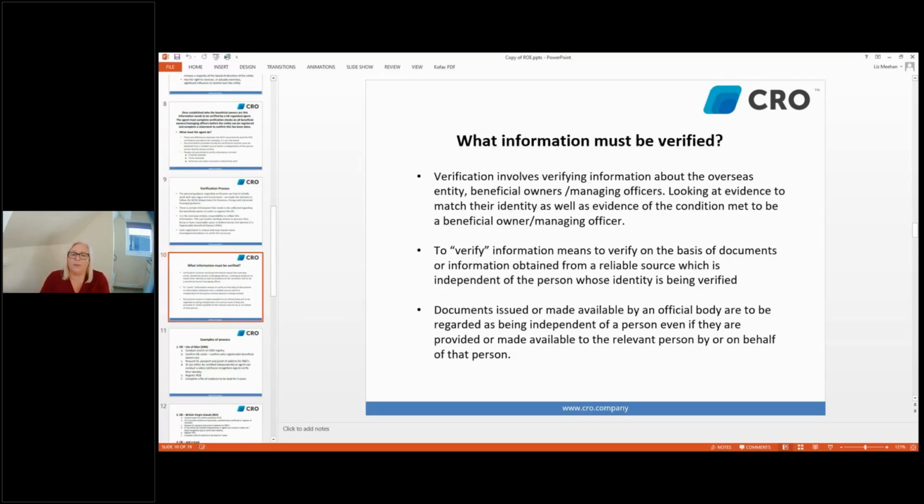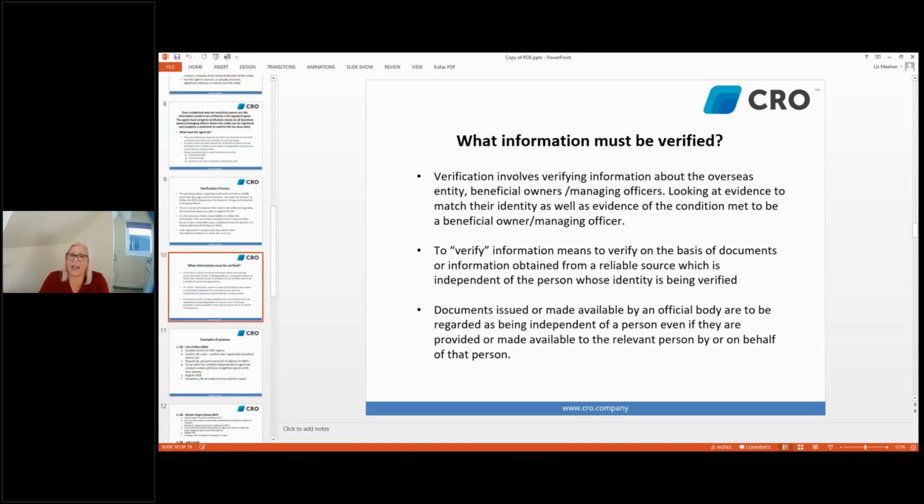As for what information must be verified, it's the agent's responsibility to look at the evidence, match the identity, and confirm that the condition is met of being a registrable beneficial owner as well. And then that person's identity must be verified as well. And you need to look at identifying that they're a real person and also their address information as well.